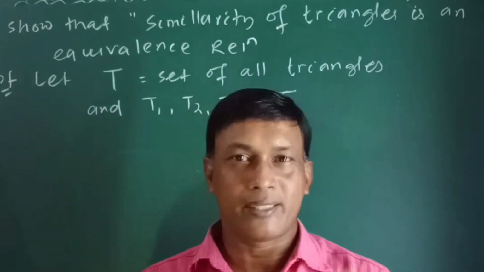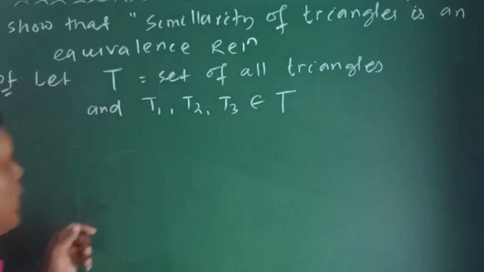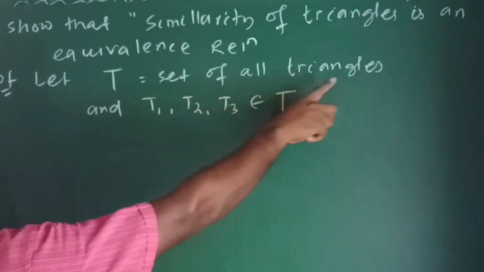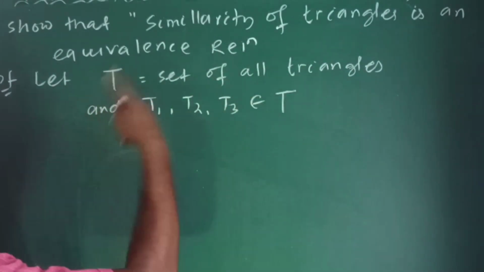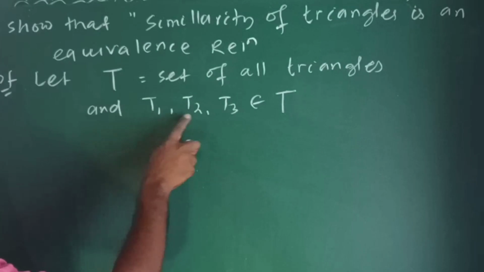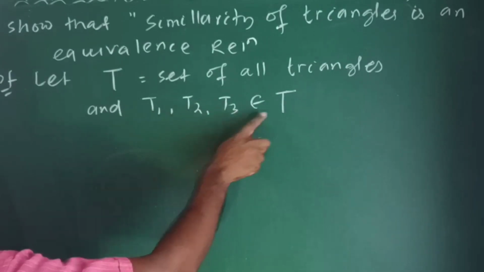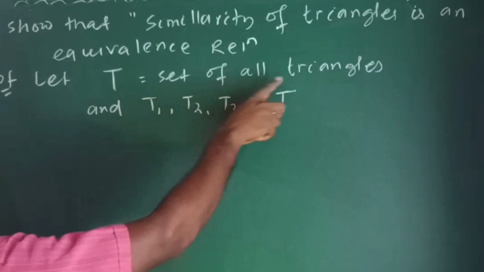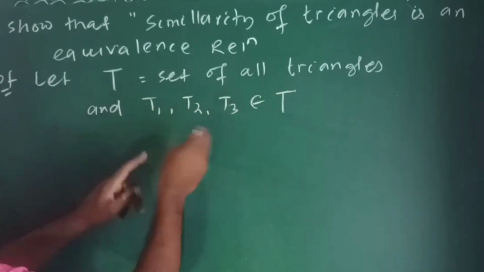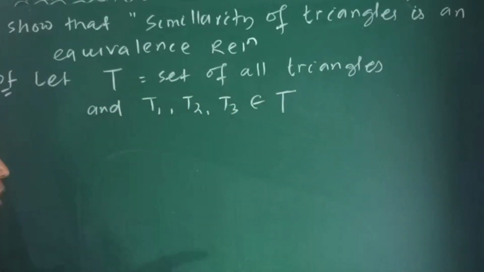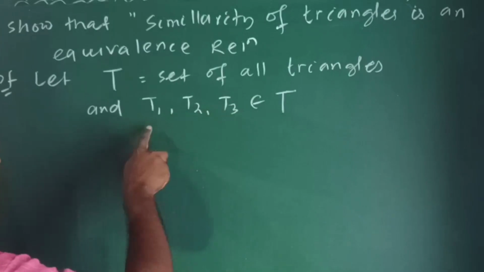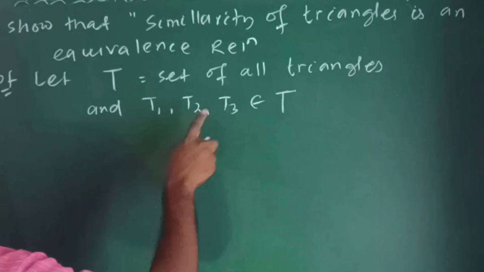So first, to show this is reflexive. Let T be the set of all triangles. Here T is the set of all triangles, and T1, T2, T3, these three elements belong to T. That means all the elements in T are triangles. So we take three triangles. These three triangles are T1, T2, T3.